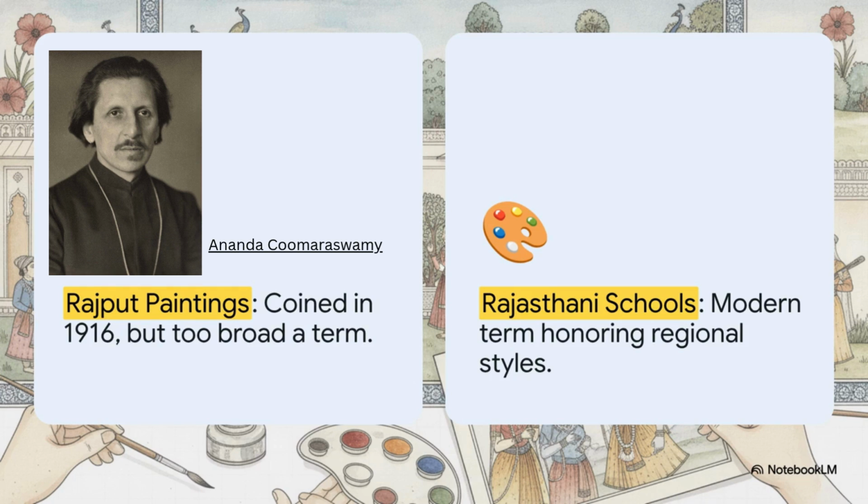But as art historians dug deeper, they realized that lumping them all together as just Rajput was a bit too broad. Today, we use the modern term Rajasthani schools of painting. This shift is absolutely crucial because it honors the diverse, independent regional styles. Even though these kingdoms were geographically close to one another, each developed a completely unique artistic identity.